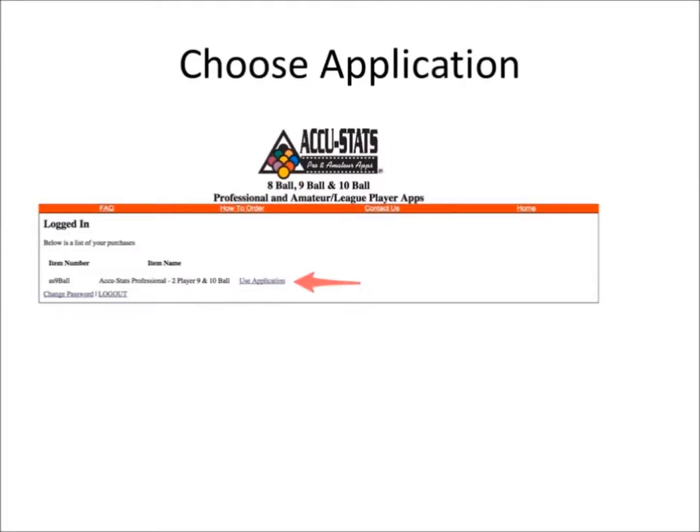After logging in, this page will appear. If you've purchased more than one app, all apps will show on this page, and you choose which app you want to download. In this instance, you would simply click Use Application.